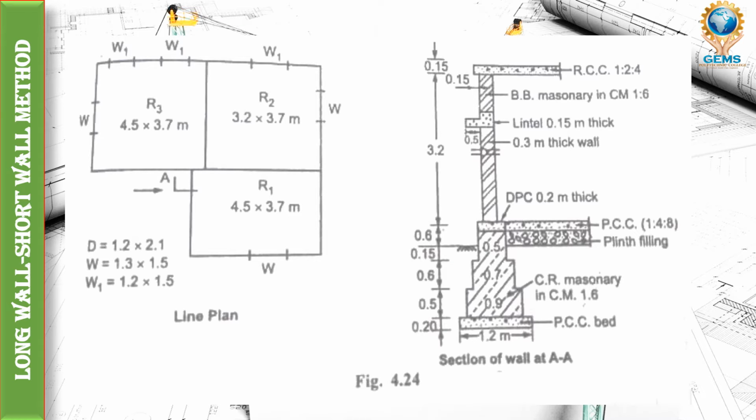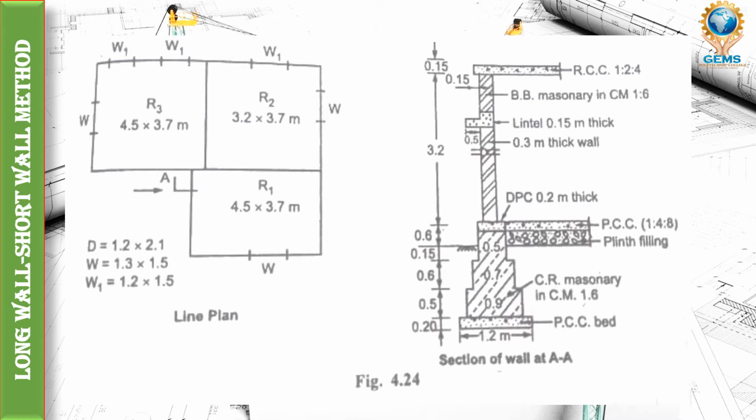If we have the same dimensions, it will be of one order, so we can simply take L and do the problem. But if the dimensions vary, then it depends, and we solve accordingly. On the right side you can see the section of the wall, the cross section. This is the section, and this is the plan.